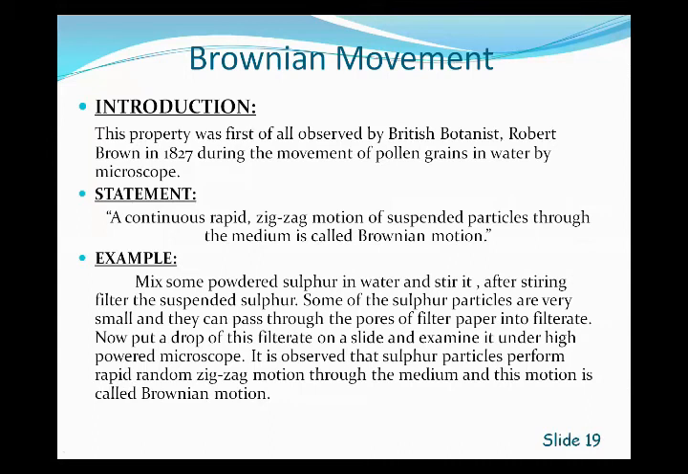First, we're having the introduction about the scientist who discovered the Brownian movement. This property was first observed by a British botanist. What is a botanist? Who studied botany? What is botany? Botanist of plants. Robert Brown, in 1827, during the movement of a pollen grain in water, by a microscope.